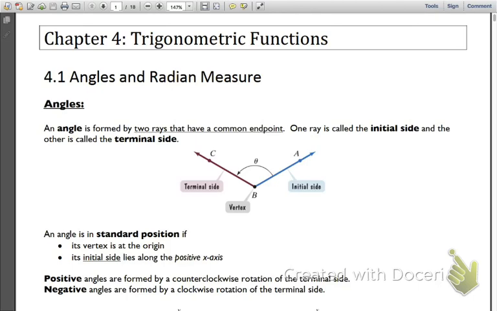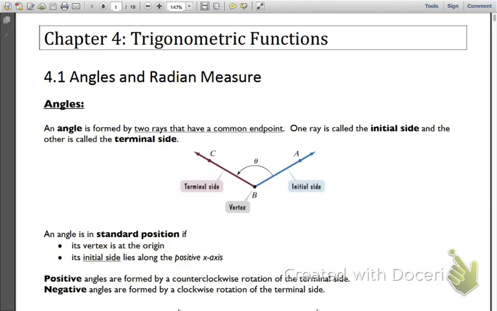All radian measurement really means is that we're going to write it in terms of pi. Degree is degree. That's no different than what you've done before. So whenever we talk about angles, you know from geometry that an angle is formed by two rays that have a common endpoint. They basically leave from the same point. We call it the vertex.